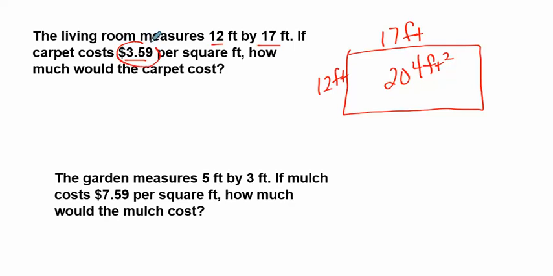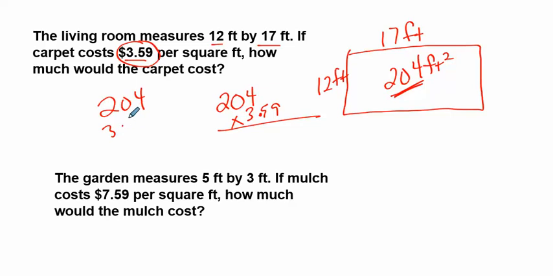The question says if it costs $3.59 for every square foot, and I'm going to buy 204 square feet, that simply means I'm going to multiply 204 times $3.59. Okay, so multiply. If you're multiplying by hand, you do not need to put zeros there. So 204 by $3.59. But feel free to use a calculator. Okay, so 359. I'm going to use a calculator. So that would cost me $732.36. That's how much that would cost me.